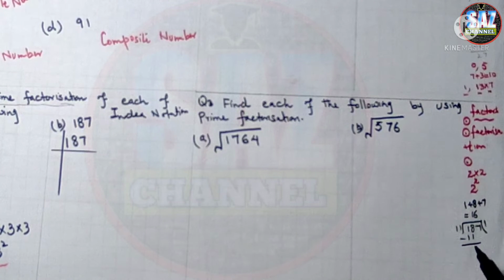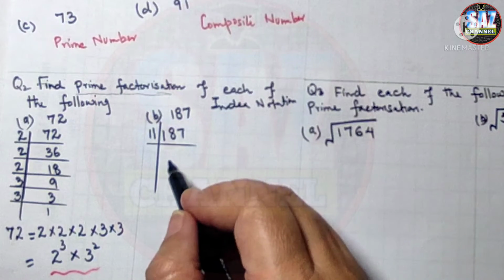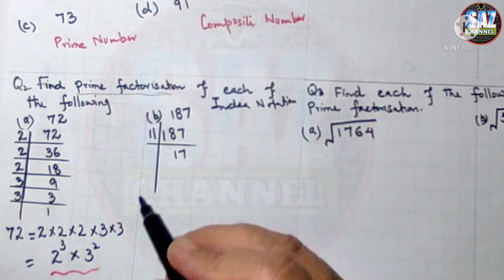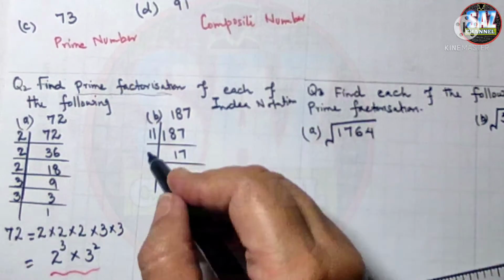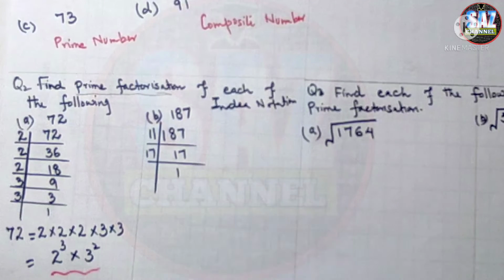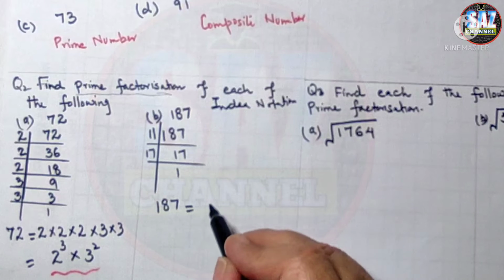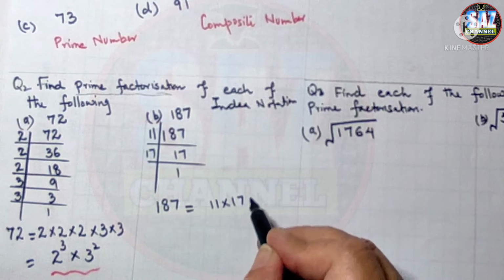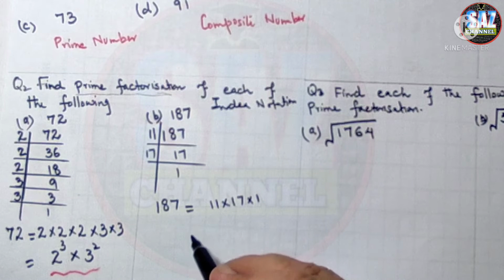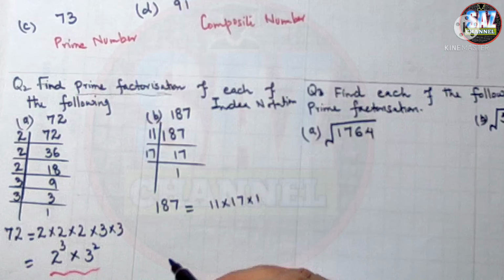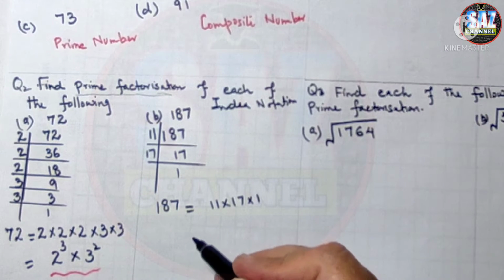11 ones are 11, and 7, so 11, and then I will be left with 17, and 17 ones are 17. Okay, so the factors and prime factorization for 187 are 11 times 17 times 1, and we cannot write it in the form of the index notation because all of the factors are coming once only. So it means that we have to stop our working at this stage.